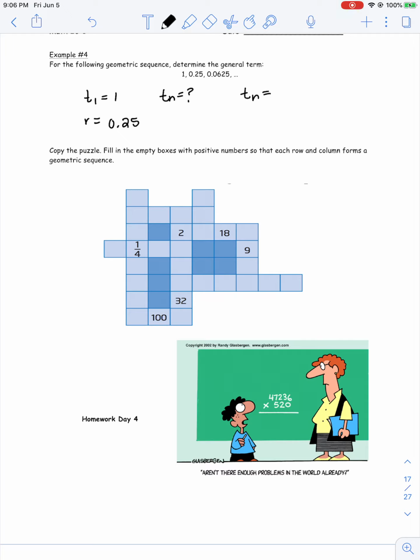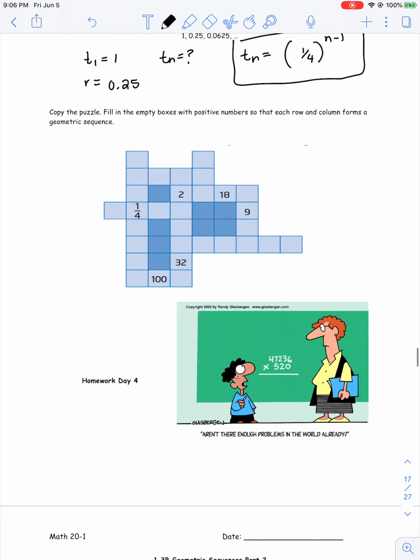So Tn always equals our first term multiplied by our common ratio to the power of n minus 1. And all we can do is multiply, the 1 can just cross itself off because we don't need to write a 1. So that is our general term equation, because 1 doesn't affect the answer, so we don't have to include it in our general form equation.